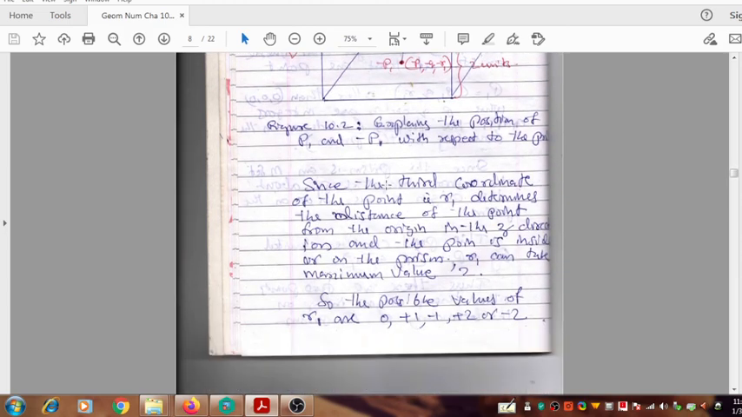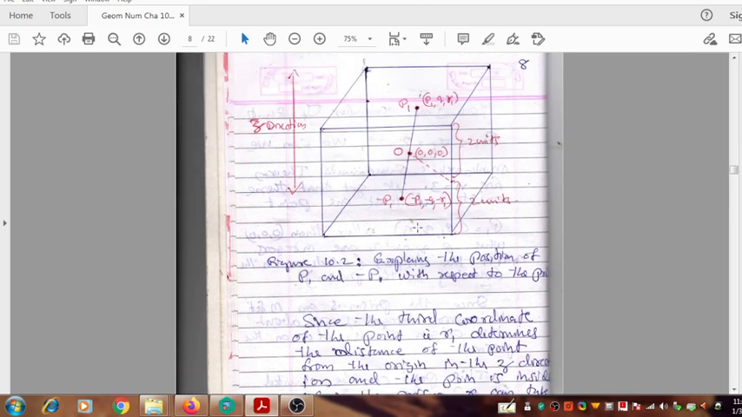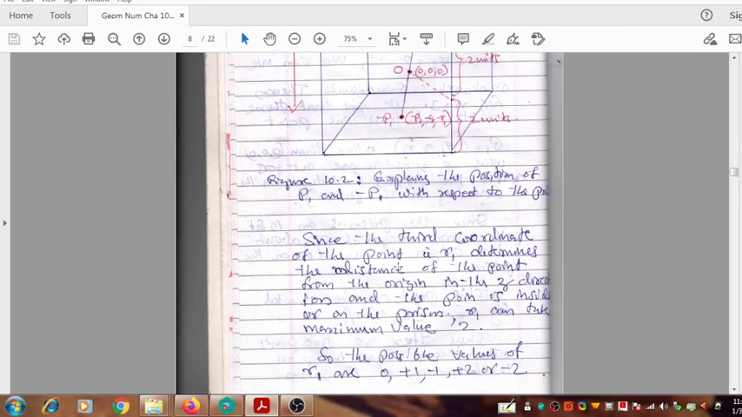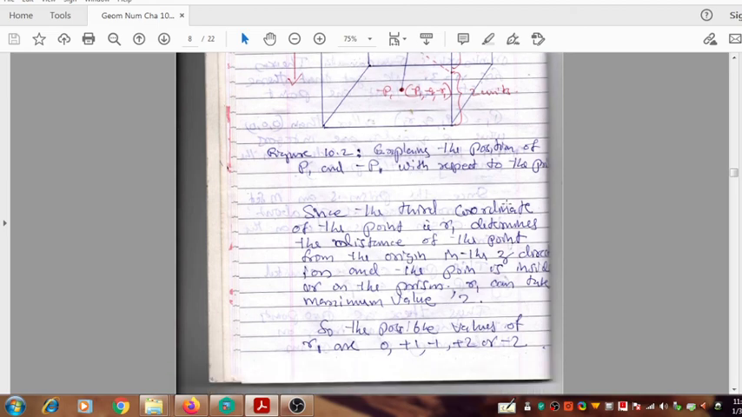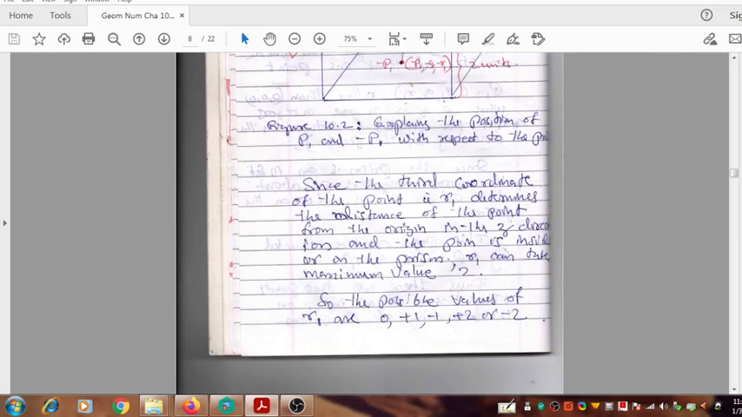Now we are going to look at the third coordinate specifically, and since the third coordinate of the first point is R1, that determines the distance of the point from the origin in the Z direction. And this is very general information.